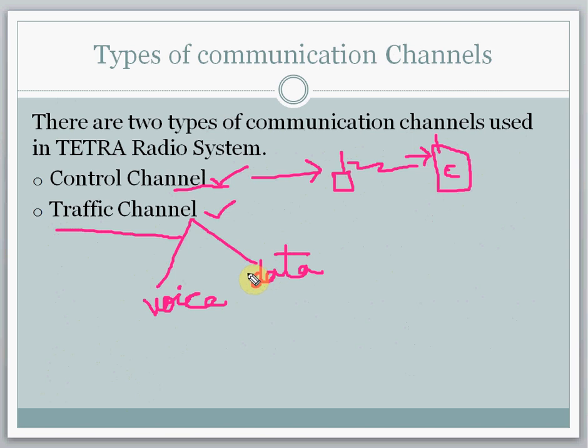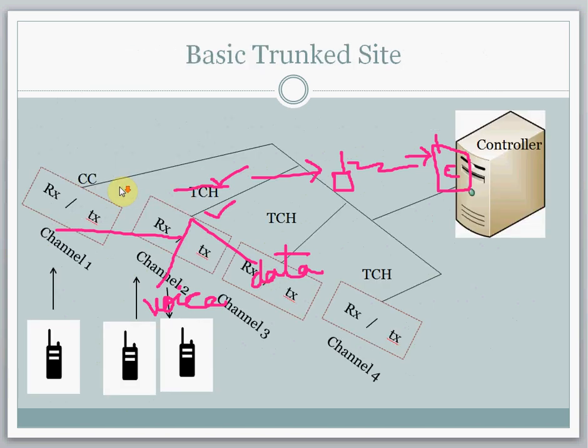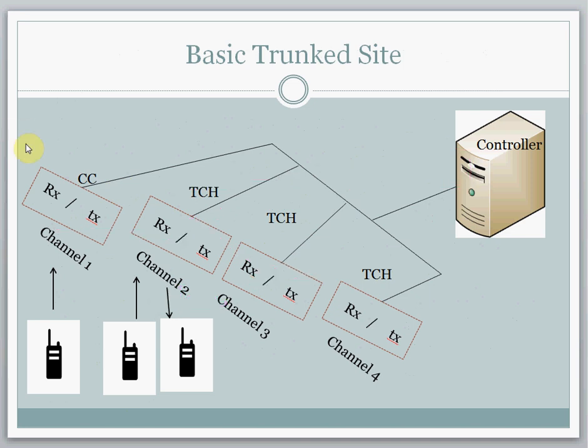So we have two types of channel in TETRA. One is the control channel, which is responsible for assigning the particular available channel to the talk group. And the other is the traffic channel, which is responsible for voice and data. So now we will move to the next slide. Let's go. Now we will see the basic trunking system. This is a basic trunking system of TETRA.